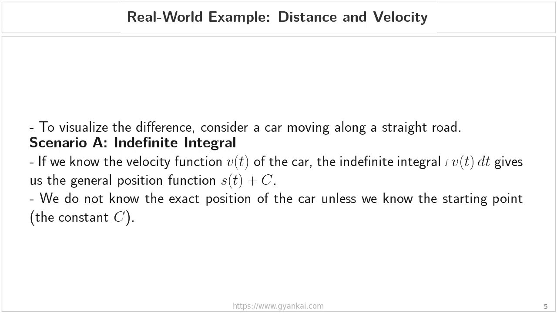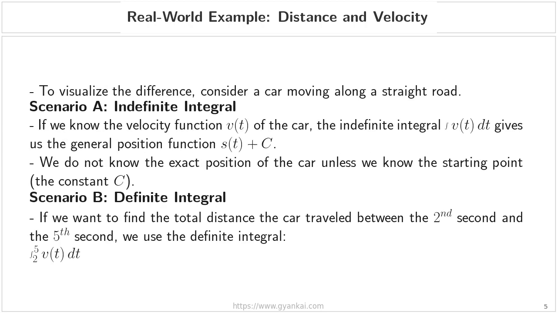It's the initial position of the car. We only know how much the car has moved from a certain point, not its absolute location, unless we know where it started. So, the indefinite integral gives us a formula for the car's position, but it's not a specific location without knowing that initial condition, c. Now let's look at scenario B, definite integral. Suppose we don't want to know the general position, but instead we want to know the total distance the car traveled between, say, the second and the fifth second.